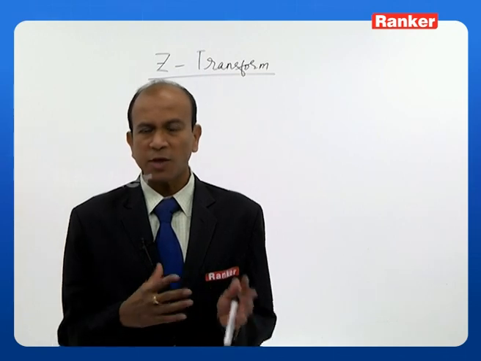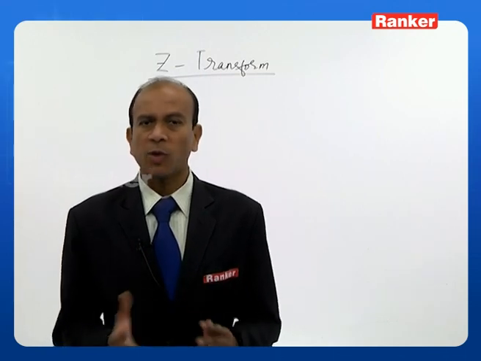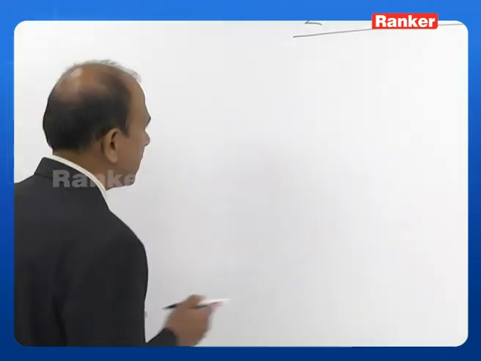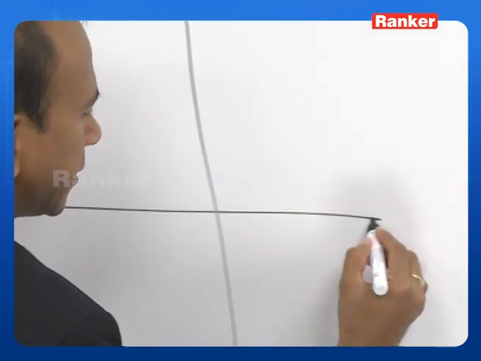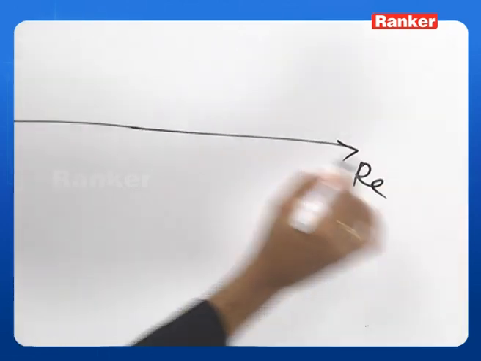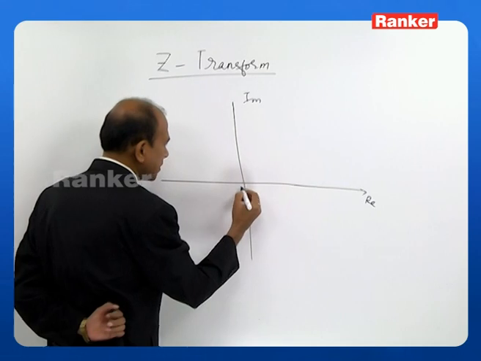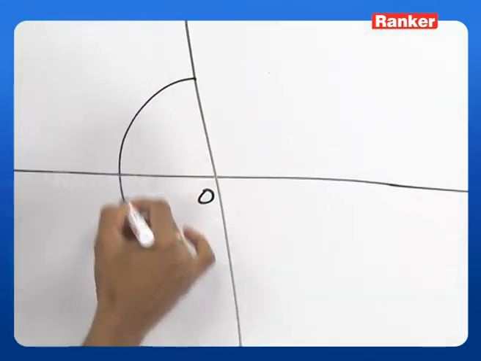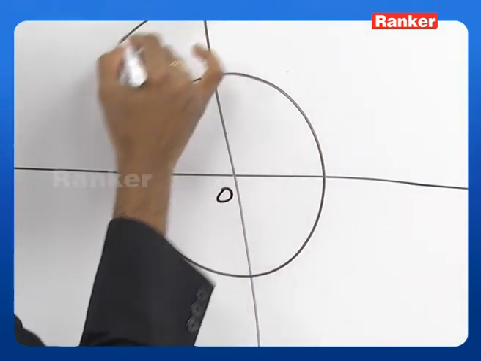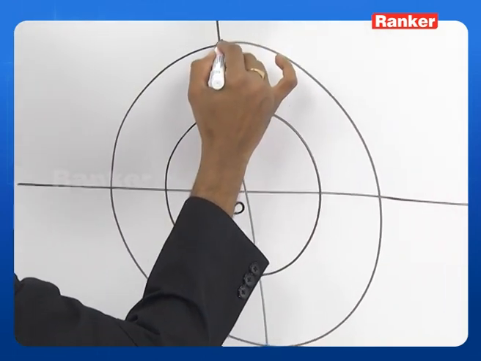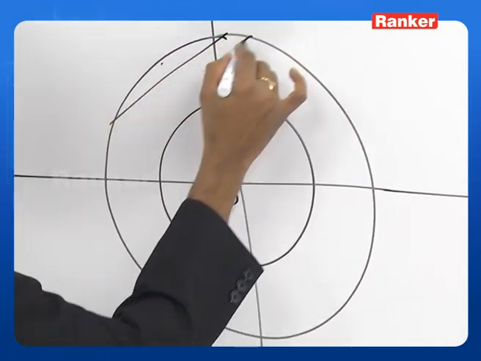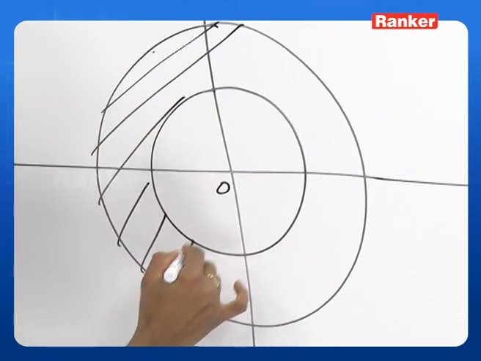Let's just see on the board how an ROC looks. This is my real axis and this is my imaginary axis. This is the origin, and the ROC will be like this. Let us just draw this. This is the ROC.